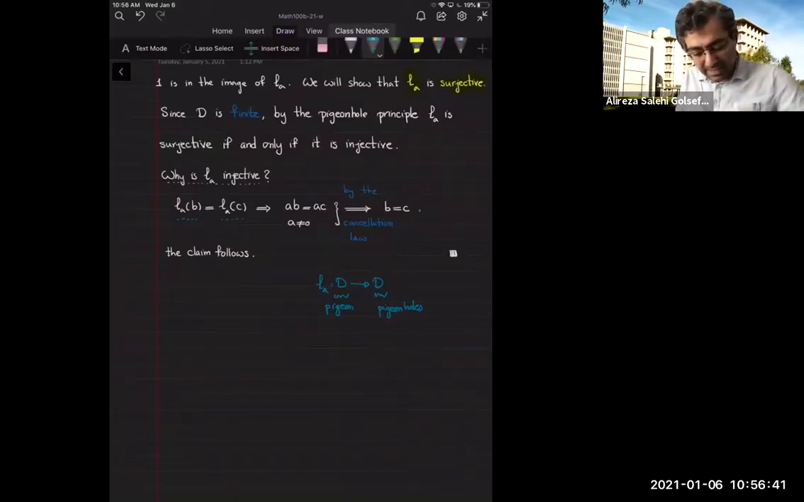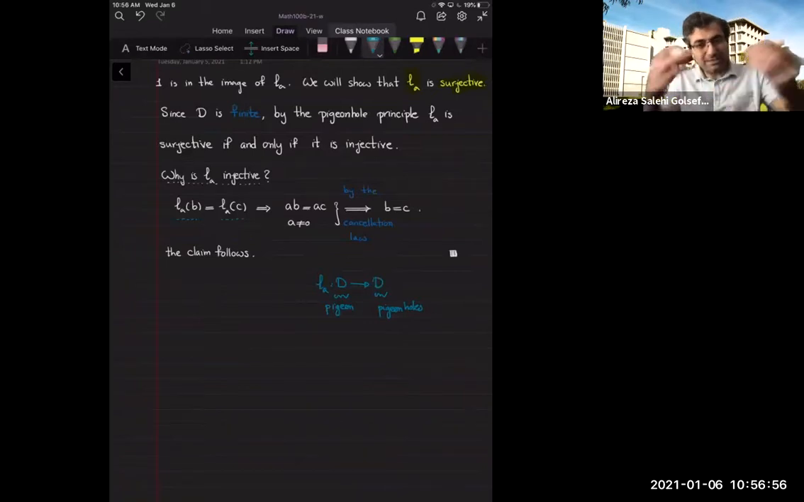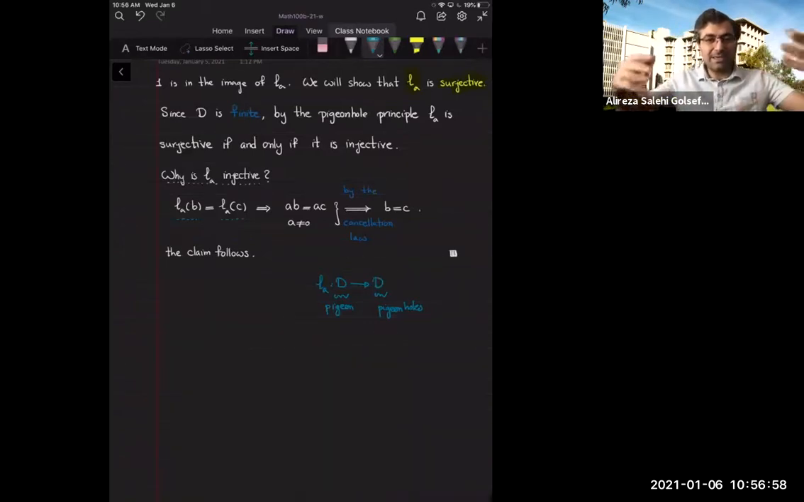But L sub a of b is a times b, L sub a of c is a times c, a is not 0, so I can use the cancellation law, and I deduce that b is indeed c, and that's exactly what we wanted to show. So altogether, we deduce that L sub a is injective, therefore it's surjective, therefore 1 is in the image, and that means ax equals 1 has a solution inside D, which means a is a unit, and that finishes the proof. So every finite integral domain is a field.